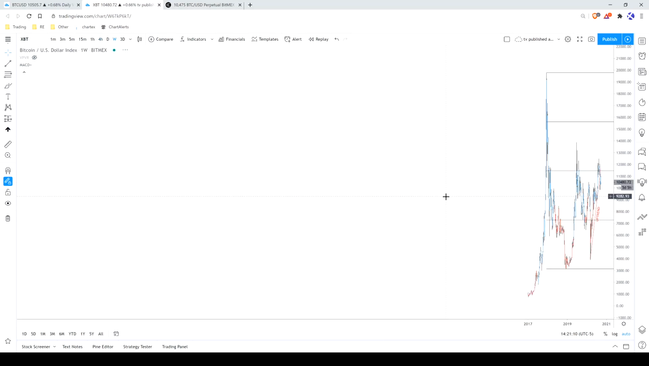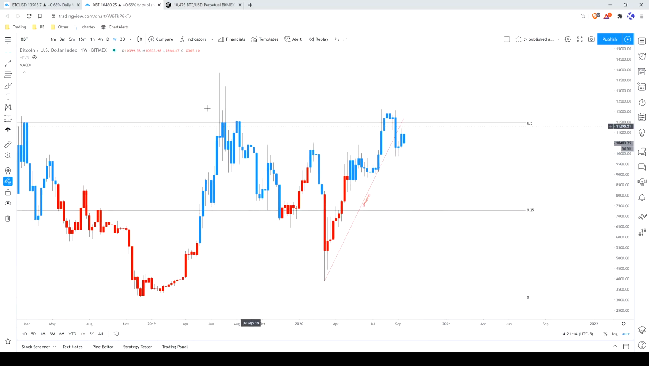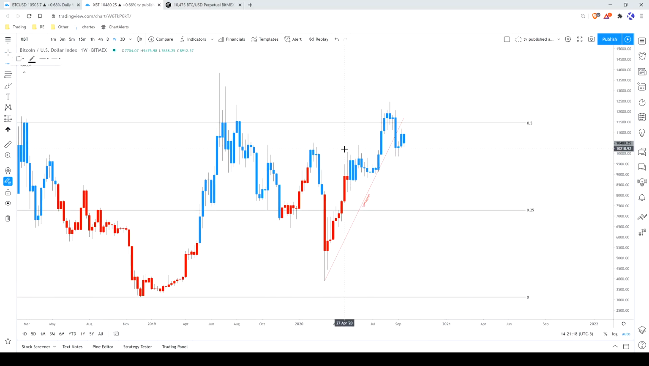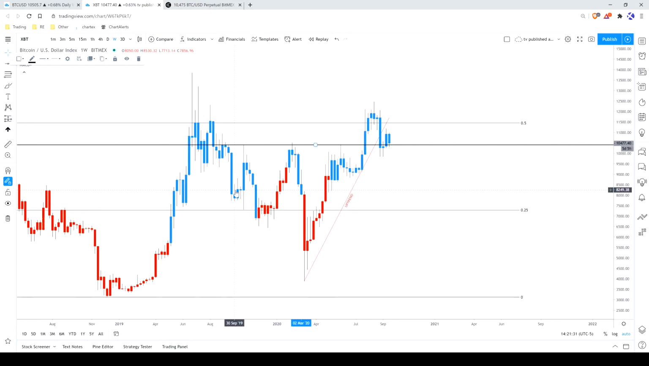Let's go to the weekly just real quick here, so that we can mark this level right in here. You can see we rejected here, we rejected here, we rejected here. So this was a significant level, and if we were to maintain this level, that would be pretty bullish.